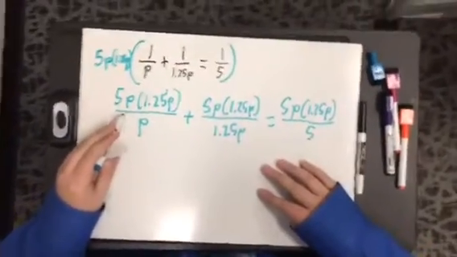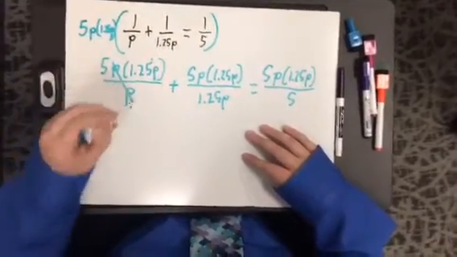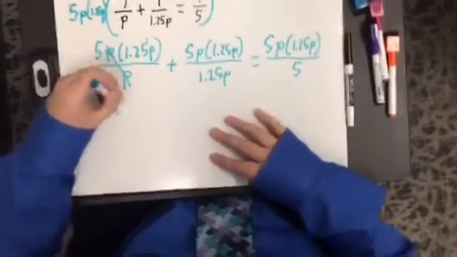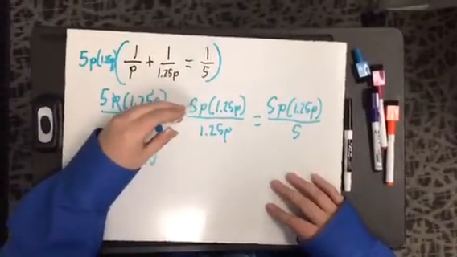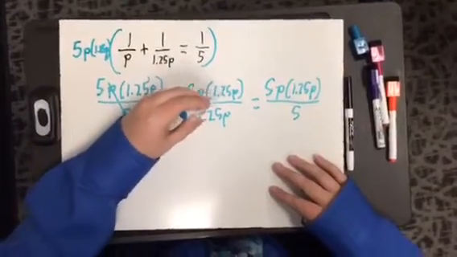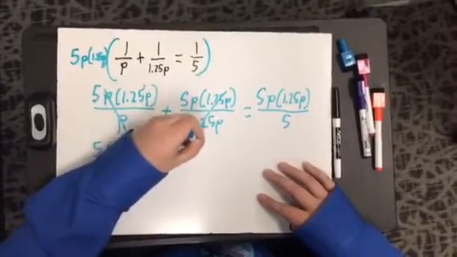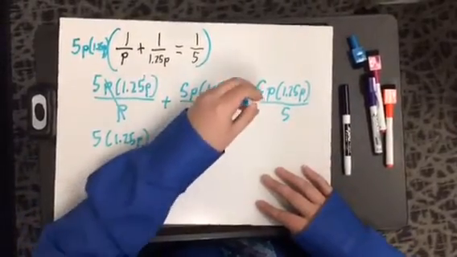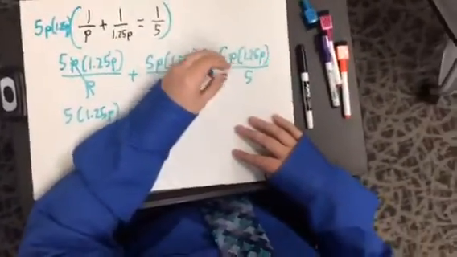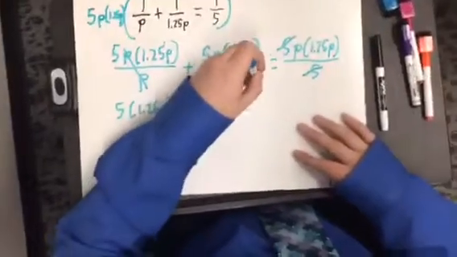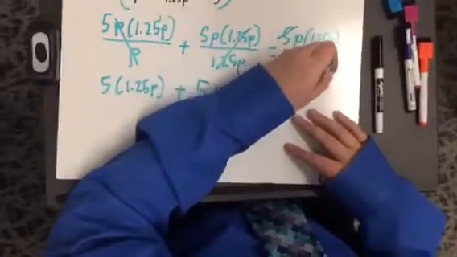So for this first expression, 5p times 1.25p over p, we can cancel out p, which will leave us with 5 times 1.25p. Next, we can cancel out 1.25p from the numerator and the denominator in this expression, which will leave us with positive 5p. Lastly, in the equation 5p times 1.25p over 5, we can cancel out the 5's, so we no longer have a denominator, and we get p times 1.25p.